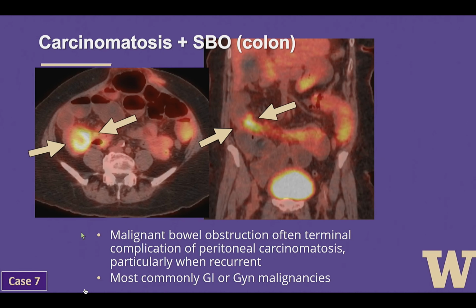Malignant bowel obstructions are often a terminal complication for patients with peritoneal carcinomatosis, particularly when they're recurrent. This most commonly arises in patients with GI or GYN malignancies.